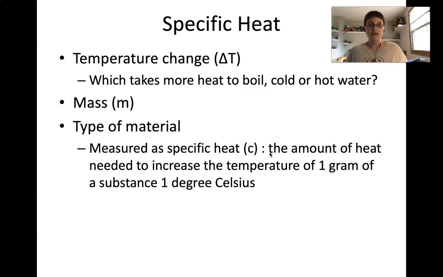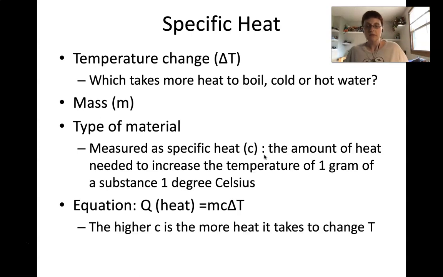Specific heat is very similar to a calorie. Calories are just specifically for water. Specific heat applies for any material. So this value changes depending on the nature of the material. And so what we can do is we can actually use these 3 variables to determine how much heat we need to apply to a given material and a given amount of material to change its temperature.